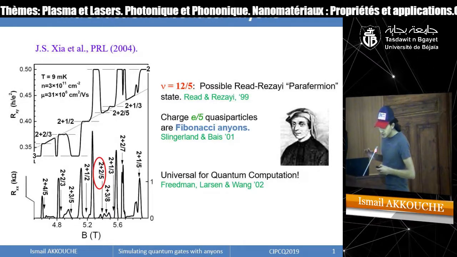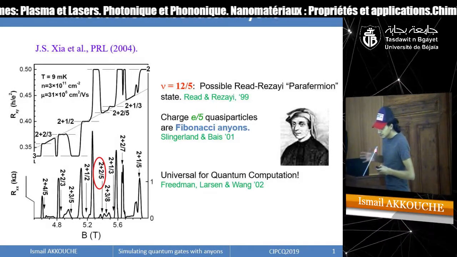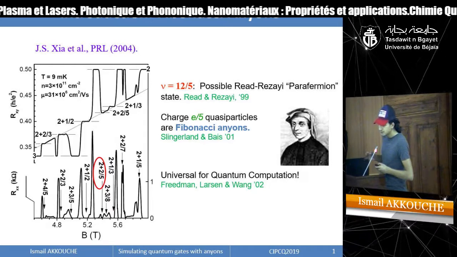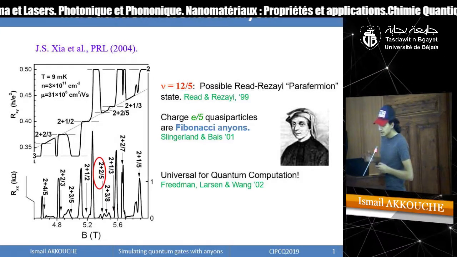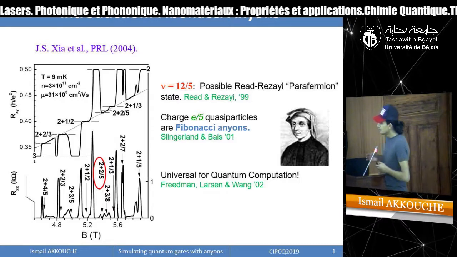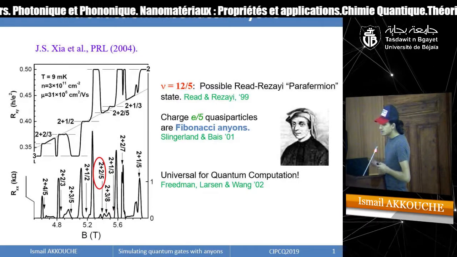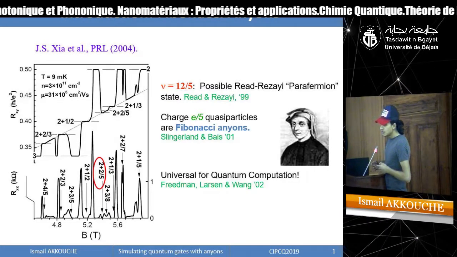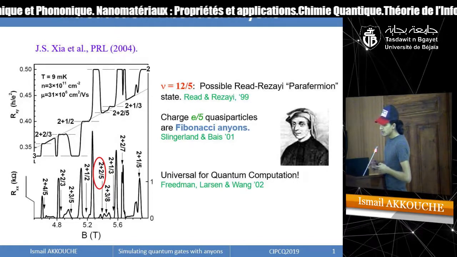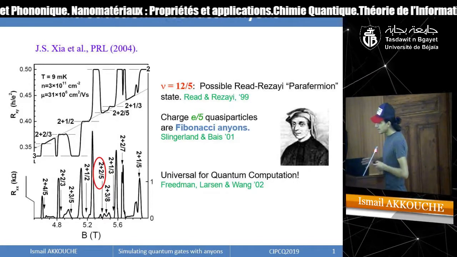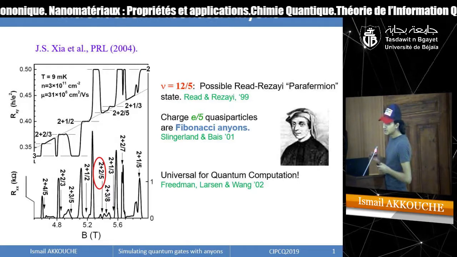Actually, in topological quantum computation, there are many anyonic models. And any anyonic model has four properties: the topological charge, the fusion rules, and the F and R matrices. Here, I will present the Fibonacci model.